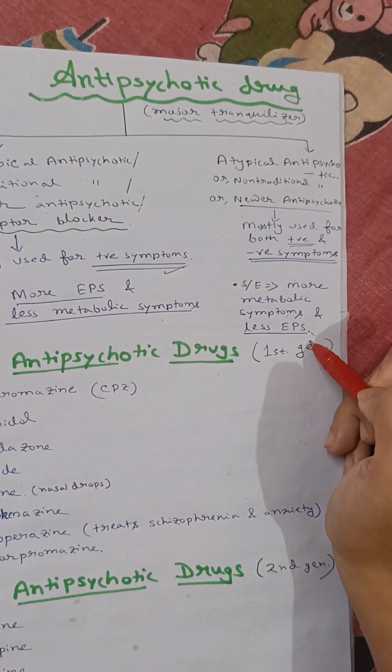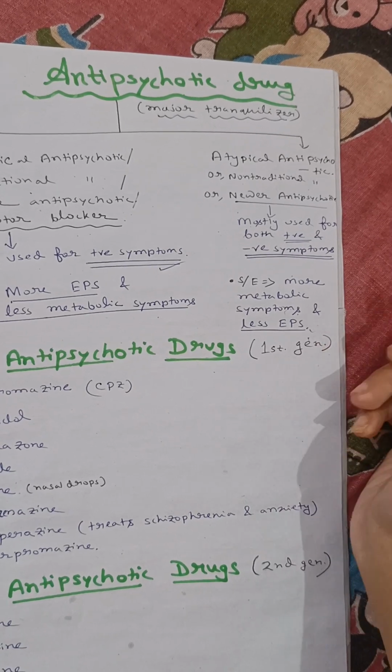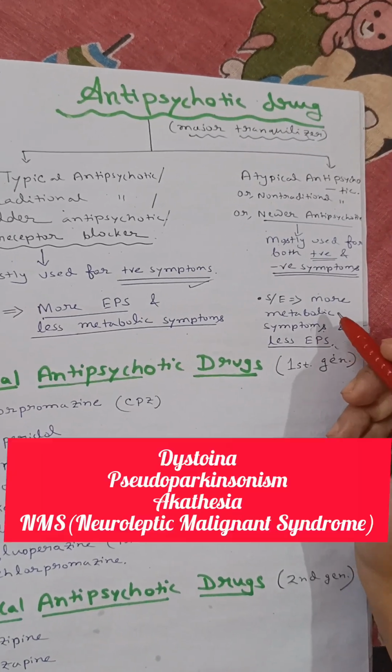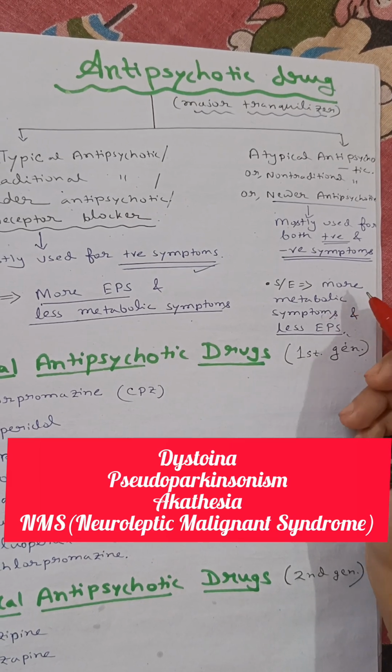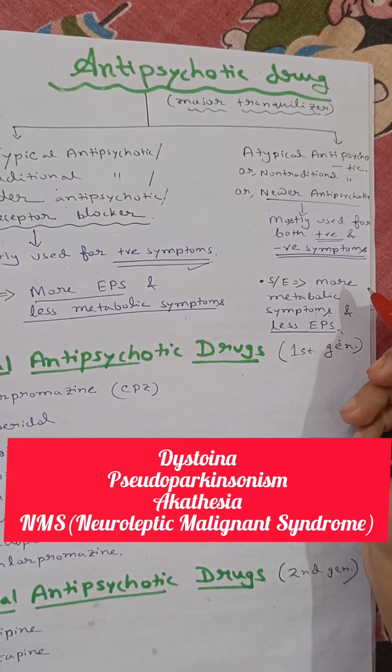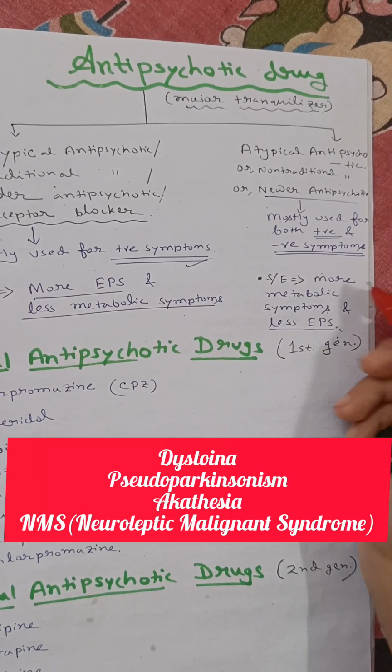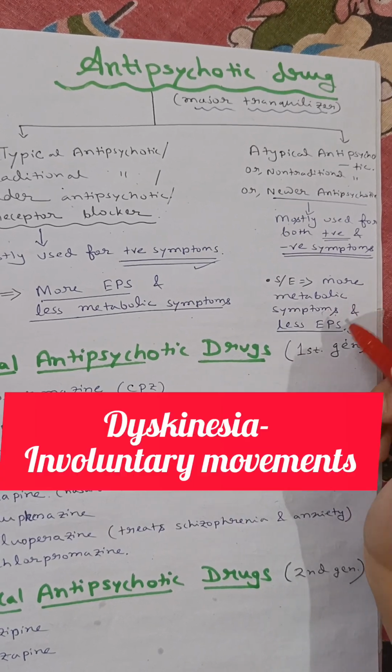EPS means the extrapyramidal symptoms, like the patient can have dystonia, pseudo-Parkinsonism, then akathisia, where the patient feels restless and agitated, and the dyskinesia. NMS is also seen in case of the EPS.